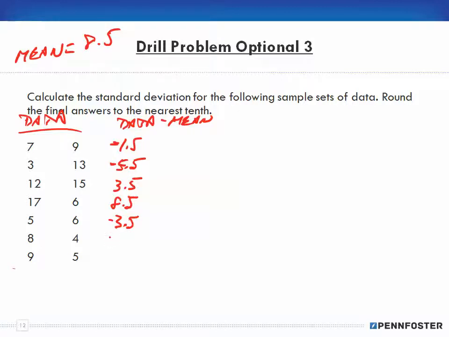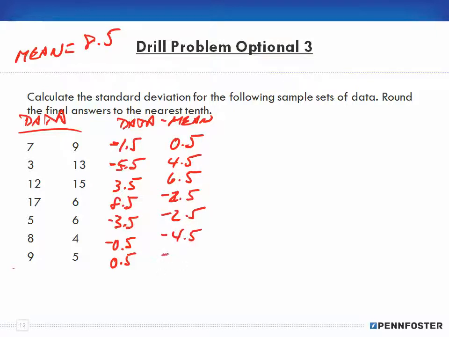8 minus 8.5 is minus 0.5. 9 minus 8.5 is 0.5. 9 minus 8.5 is 0.5 again. 13 minus 8.5 is 4.5. 15 minus 8.5 is 6.5. 6 minus 8.5 is, I'm sorry, minus 2.5. 6 minus 8.5, same thing again, minus 2.5. 4 minus 8.5 is minus 4.5. And 5 minus 8.5 is minus 3.5. So that's our data minus our mean. That gives us our deviation from the mean.